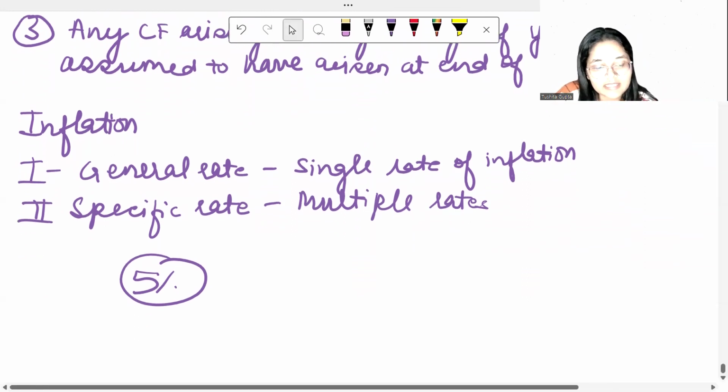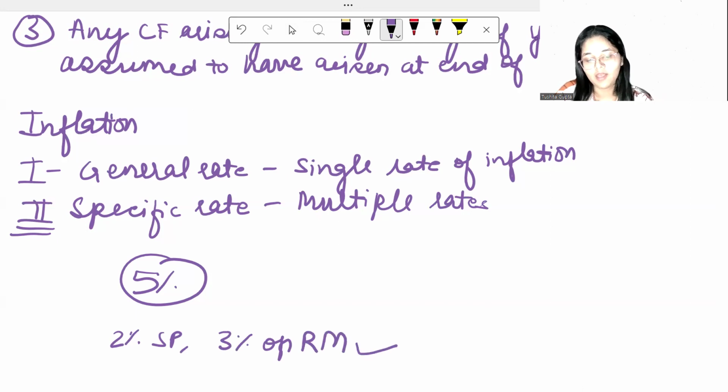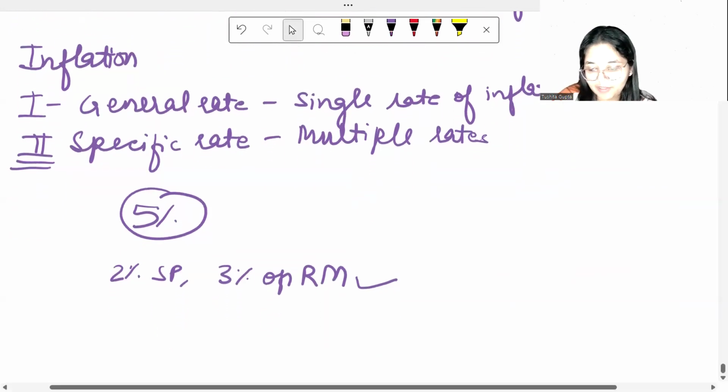But when it comes to the second case where you're talking about specific rates, the examiner is going to give you separate rates, for example, 2% inflation on selling prices and 3% inflation on raw material prices. This is how the examiner is going to specify the inflation rates which are applicable on different items. So if you have separate rates, you can use those specific rates. Otherwise, the general rate which will be provided can be used for all of the items that you have. This is what the inflation element talks about.